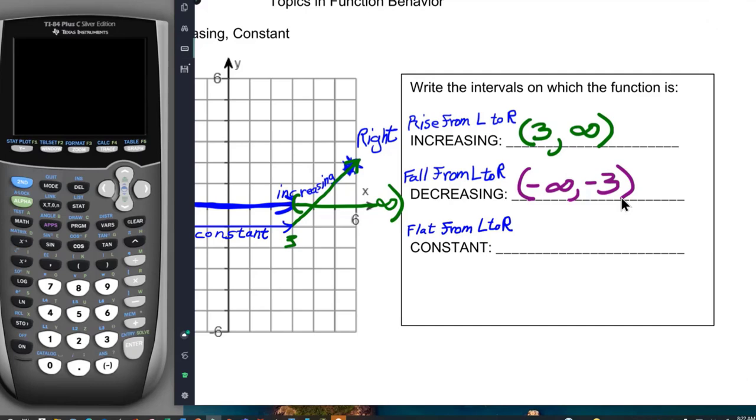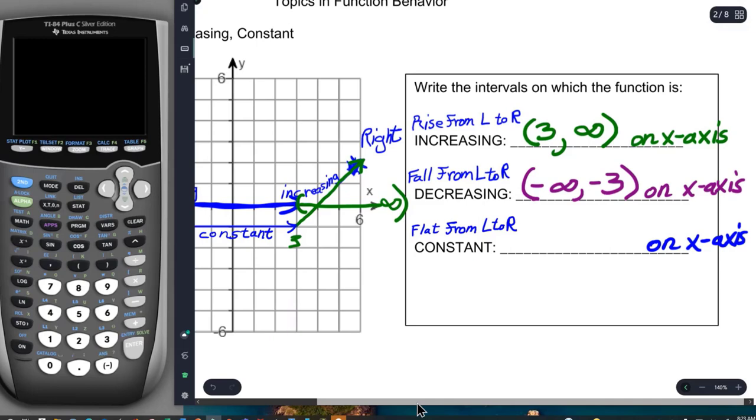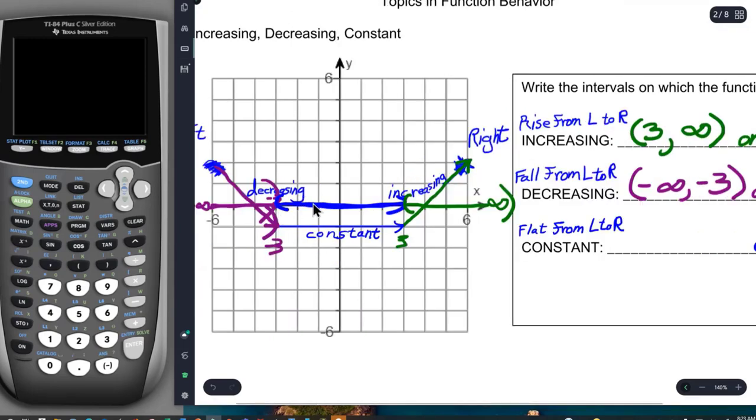on the x-axis. So I should also write that, I think, in the beginning anyway, on x-axis, because these intervals are on the x-axis, and that's so important for you to remember. And then this will be on the x-axis. Okay, so going back. There we are. The part of the x-axis that matches up with the part of the graph that's constant is the part of the x-axis from negative 3 to positive 3.